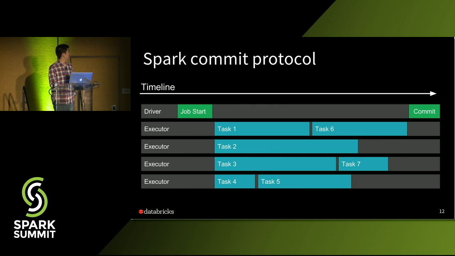To view this in a timeline format, here we have a Spark cluster with one driver and 4 executors. We see that once the driver kicks off a job, the tasks are going to run in parallel on the executors producing output data. And when all the tasks finish, then we can commit. This is what's going to move those outputs to their final destination.